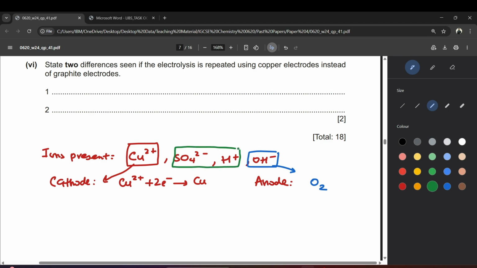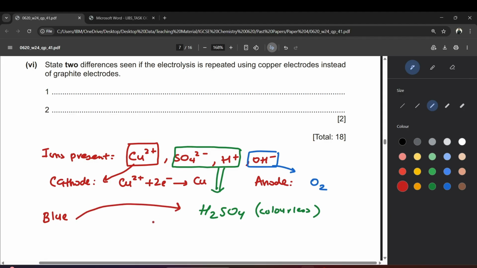What's left behind are these two ions. Together, they react to form sulfuric acid. Now, we know that sulfuric acid is colorless. So ultimately, what happens? When you started your electrolysis, the solution was blue in color because of copper(II) sulfate. But slowly and gradually, when all these processes take place, the color fades and it will start becoming lighter and lighter until it becomes colorless. But obviously, you won't directly get a completely colorless solution because that takes a lot of time.